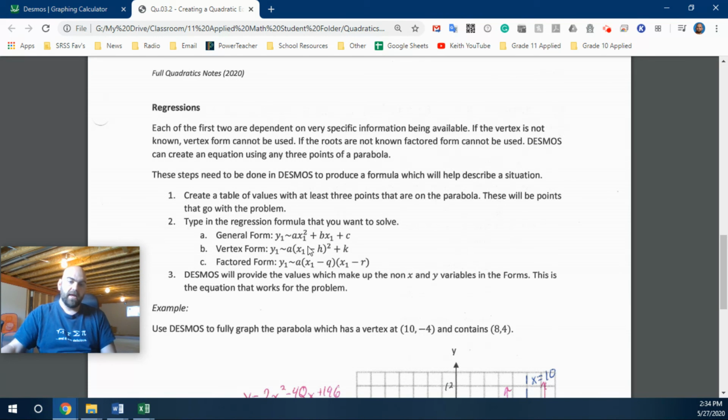So we're going to type that in, and then DESMOS is going to provide us with the values that make up the non-x and y variables in your forms. Okay, and this will be the equation that works for the problem, or the equation that best fits the problem. And when I say best fit, I'll talk about that in a later video about how we find best fit for a graph.